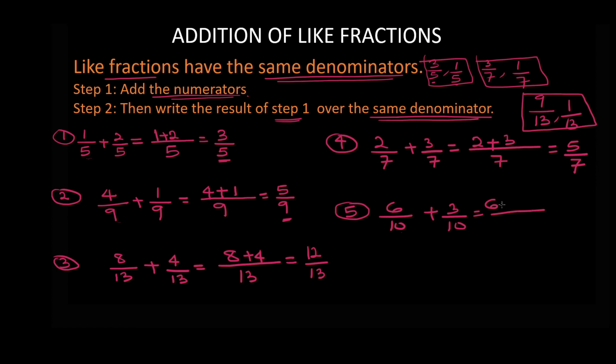The numerators are 6 and 3, therefore we are going to add them. Bring down that same denominator. So in that case, you are going to have 6 plus 3 is 9/10. So 6/10 plus 3/10 gives us 9/10.